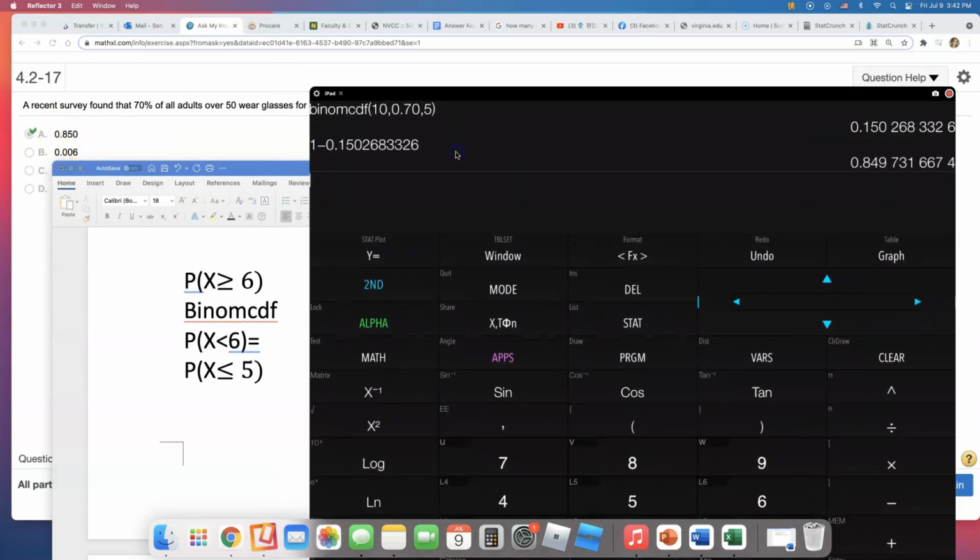But I just learned that StatCrunch makes it so much easier, doesn't it? I really wish you all knew. Well, we don't get to use that on the midterm.